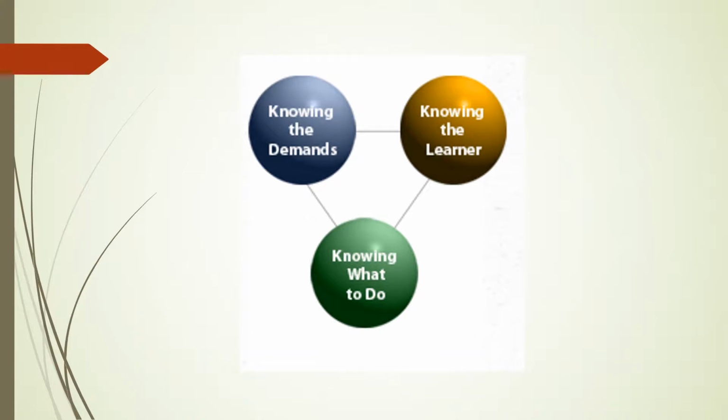So we have now focused on the demands of the task that we are setting our learners to complete, and we've also focused in on the existing skill levels of our learners. And we've probably got a gap between the two. So we come to the final corner of our triangle, which is knowing what to do. And it is this corner of the triangle which is probably the most important corner of the three.